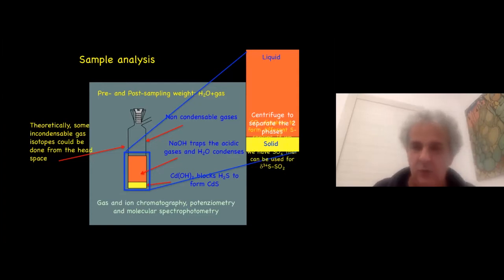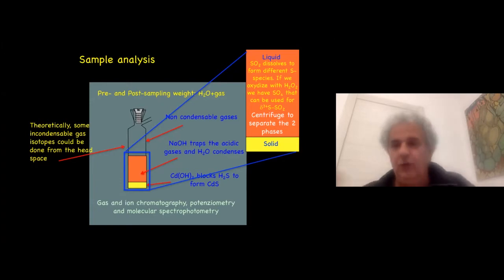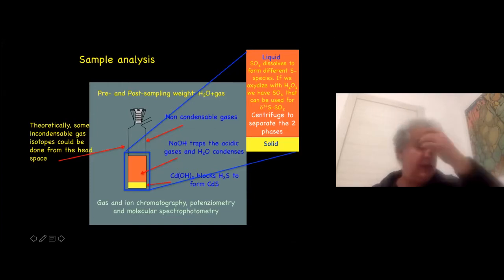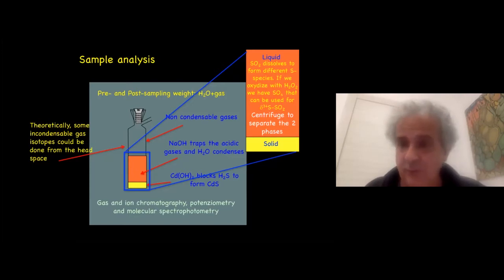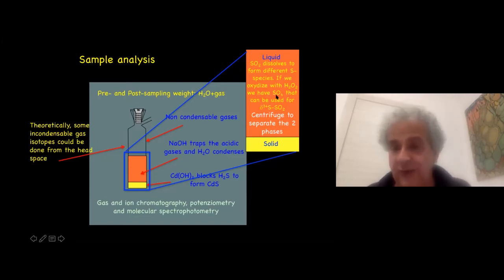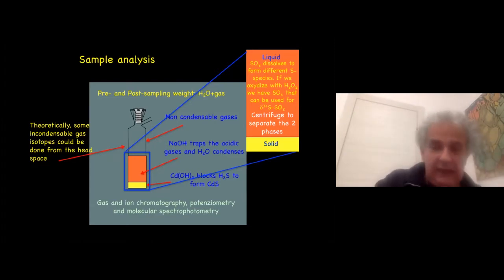What do we do afterwards? Basically, in the liquid phase, as I said before, SO2 dissolved to form different sulfur species in solution. So we can take this liquid and we can oxidize this solution with H2O2, which is a strong oxidizer. And basically all the sulfur species related to SO2 are going to form sulfate. So this sulfate, and we will see later on, can be used to do the sulfur isotopes in SO2.